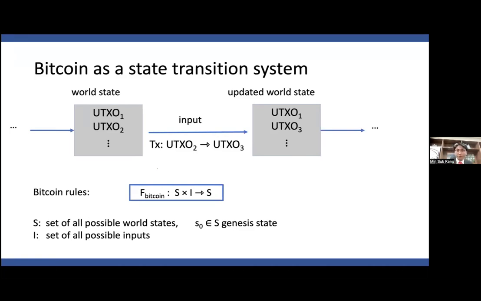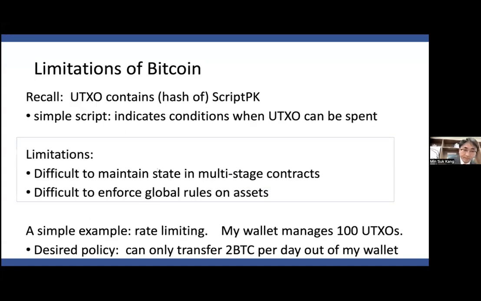And Bitcoin is useful for moving money around, and that is actually it. You cannot really do more than that. So one limitation is that it is difficult to maintain state in multi-state contracts. In addition to sending money to others, if you want to do more than that, it is hard. And it is hard to enforce global rules on the assets in Bitcoin.